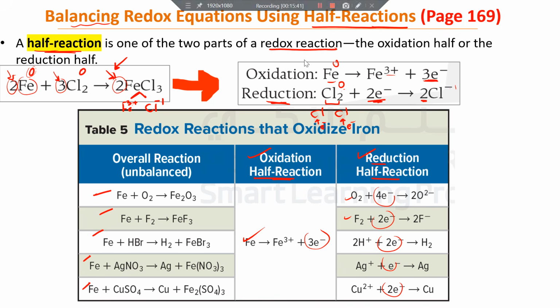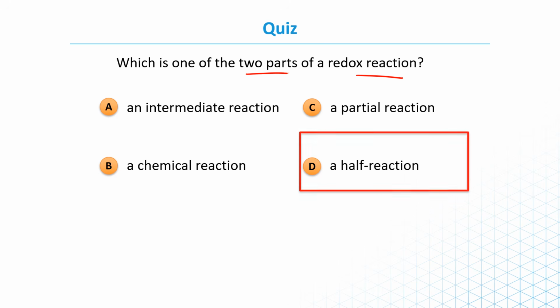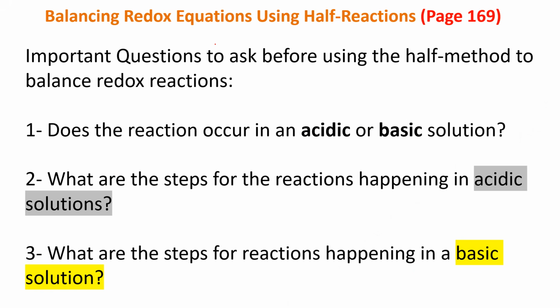So let's see here. Okay. What are the two parts of a redox reaction, or what is it called? It's called a half reaction. Now we learned what a half reaction is. It's either an oxidation reaction or a reduction reaction. There are some important questions that we need to ask ourselves before we balance the redox reaction.